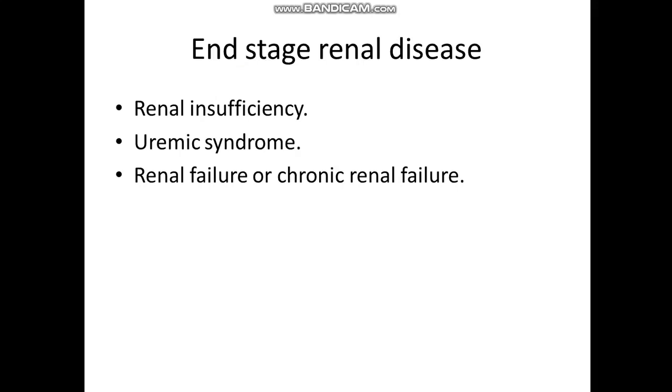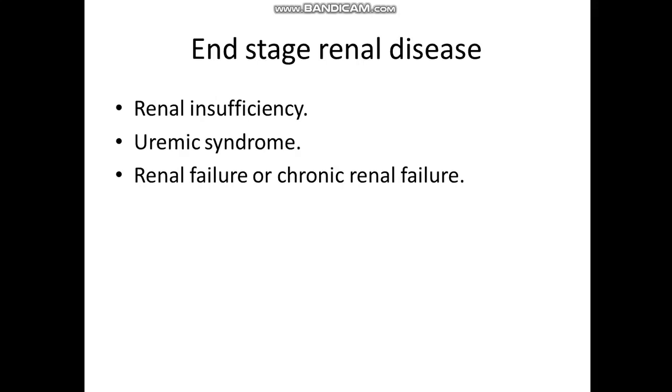If there is progression in the destruction of the nephrons, and more than 75% of the nephrons are destroyed, in this case the kidney might lose its function. This condition is called uremic syndrome because there is more urea within the blood, and it is also called renal failure or chronic renal failure, or we can say this is the end-stage renal disease. Actually, in uremic syndrome there is azotemia, an increase in the blood urea nitrogen, which is a non-proteinous nitrogenous waste product. So the first stage is renal insufficiency, and the progression is called uremic syndrome.